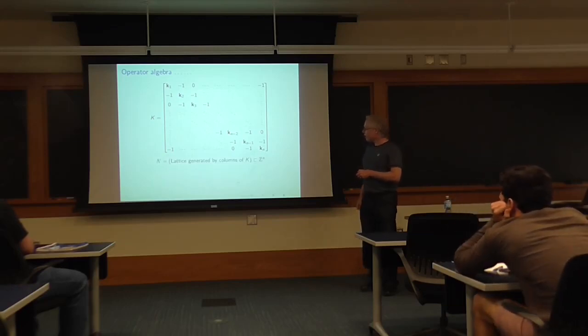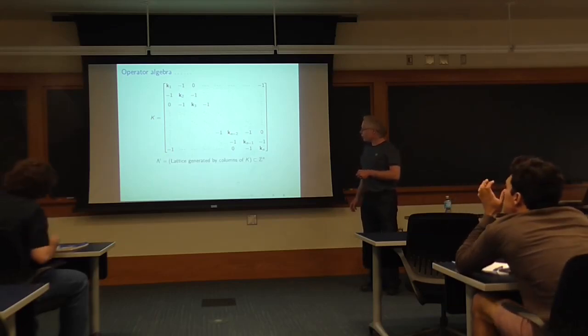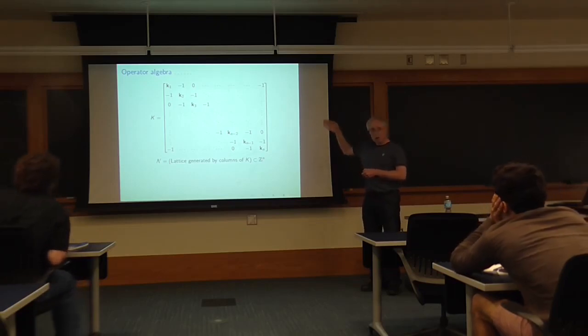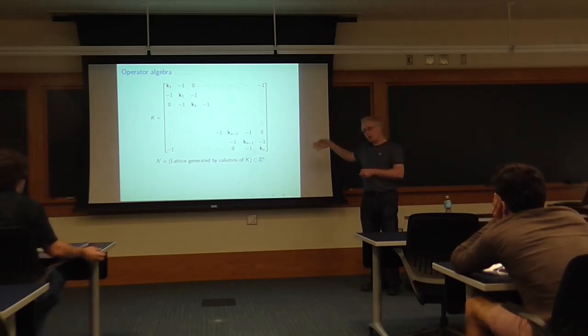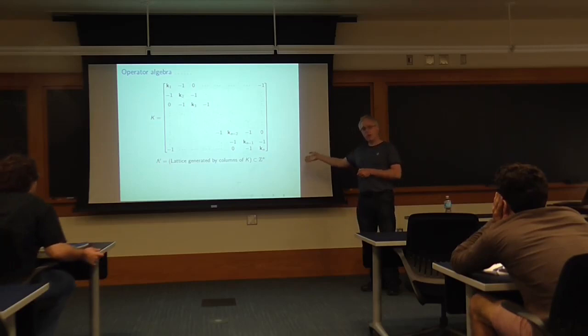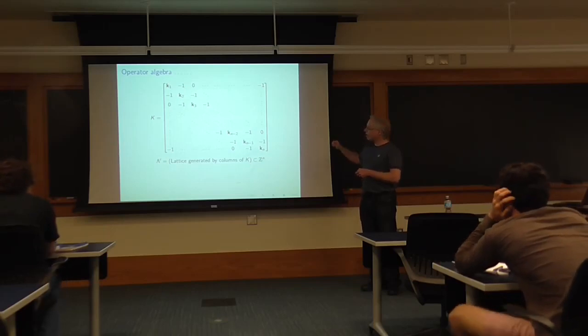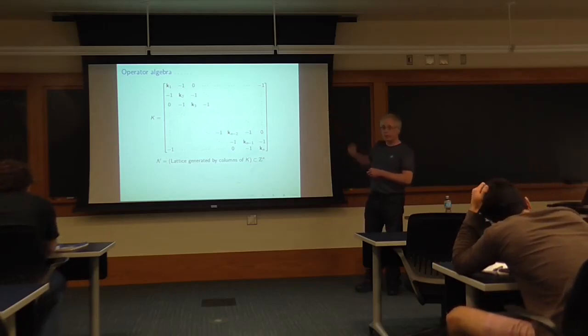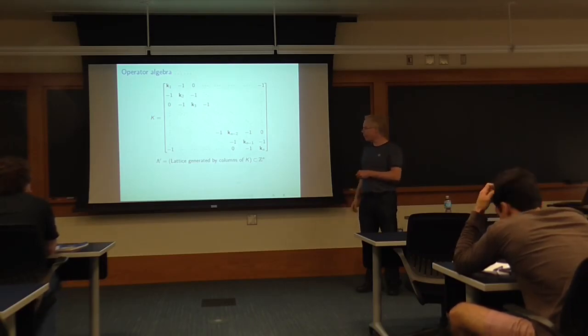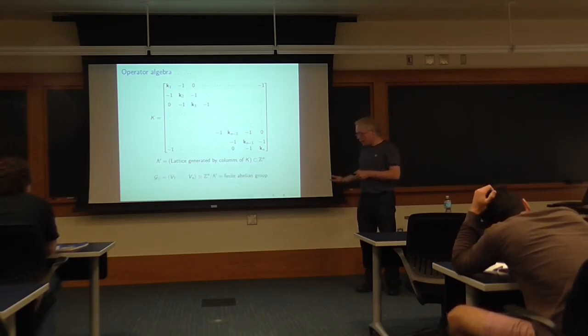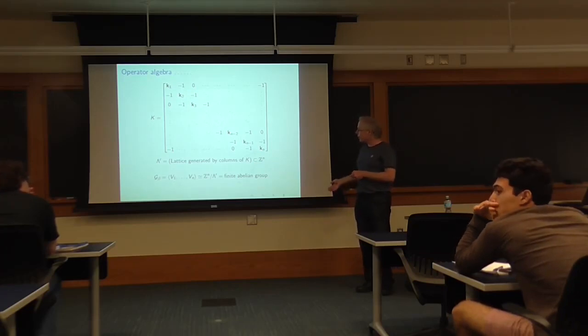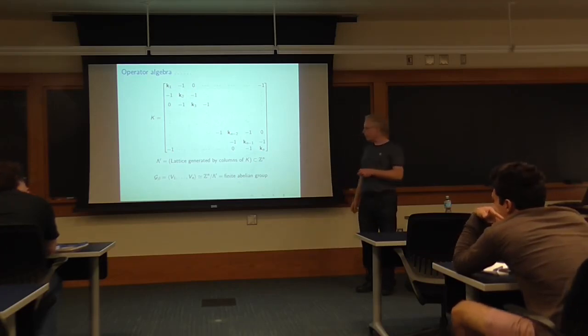So from what I just said, I need to look at the lattice generated by the columns of K. These are powers that correspond to operators that would be identified as the identities. That is a sublattice of the lattice of all vectors with integer coefficients, maybe Zn. And the interesting operators are the ones that are not in that sublattice.